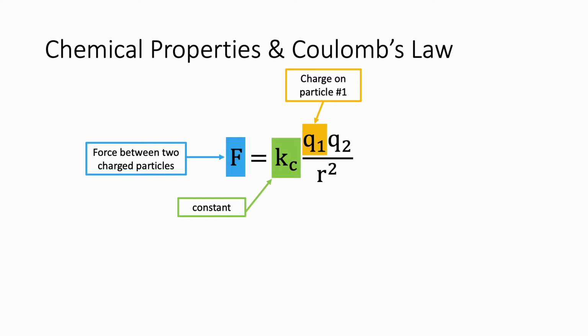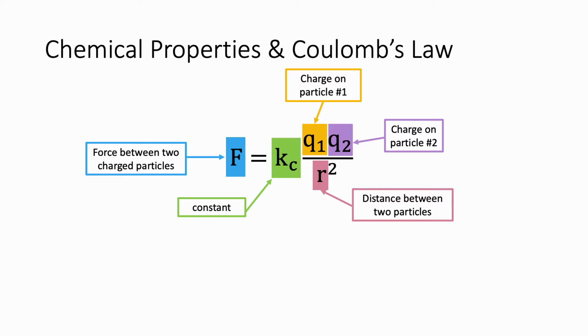Q1 is the charge on particle 1, Q2 is the charge on particle 2, and then R here is the distance between two particles. You're going to square that. Now, an important note, if you have a positive charge on one particle and a negative charge on another particle, you're going to get a negative number for your force. Whereas if you have two charges that are the same, you're going to get a positive number for your force. That will tell you the direction the force is pushing. So a positive number means the particles are pushing away from each other. That's a repulsive force. A negative number means they are moving together, so that's an attractive force.